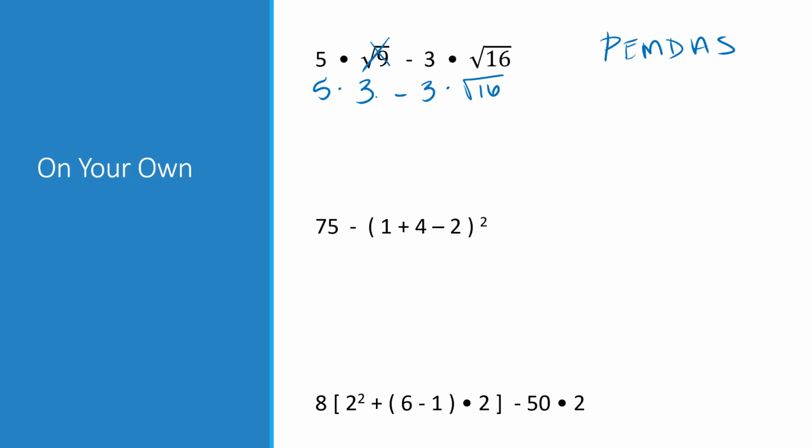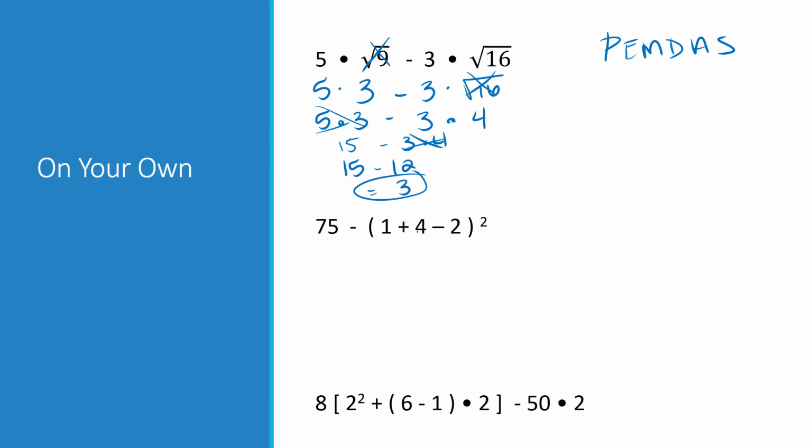Now I'm going to come over here and do the square root of 16. So what times itself gives me 16? That's going to be 4. I do have multiplication that would come next, so this would give me 15. Now I'm going to do my multiplication on the other side, so 3 times 4 is going to give me 12. And last but not least, I'm going to subtract, giving me a final answer of 3.